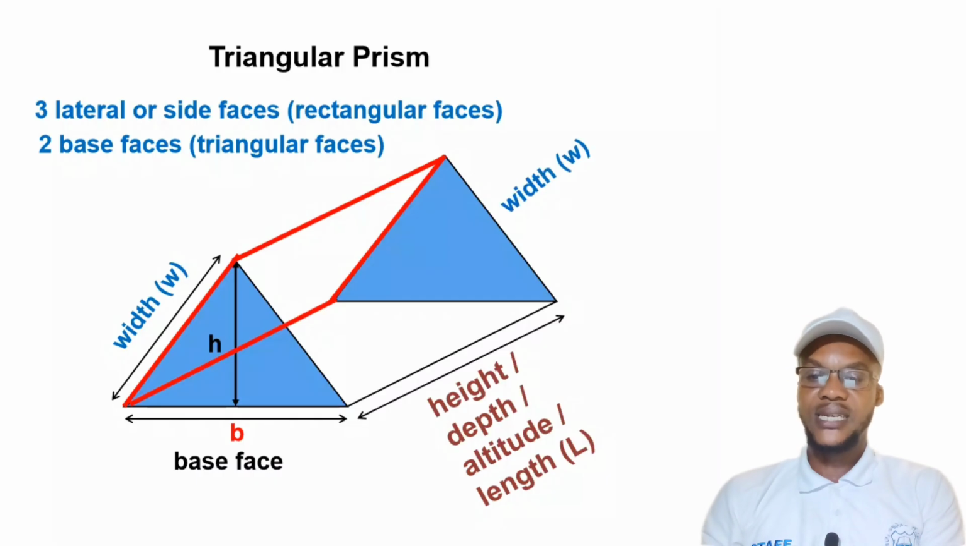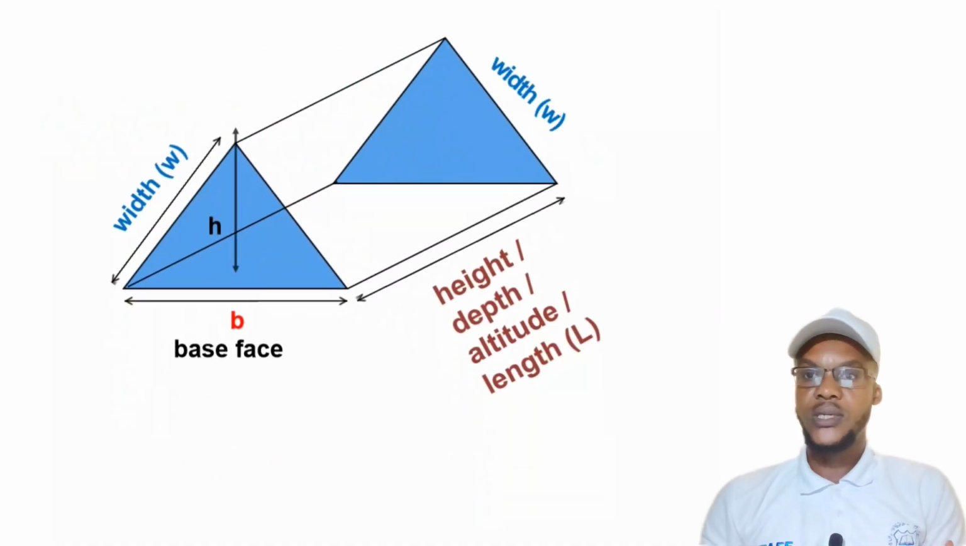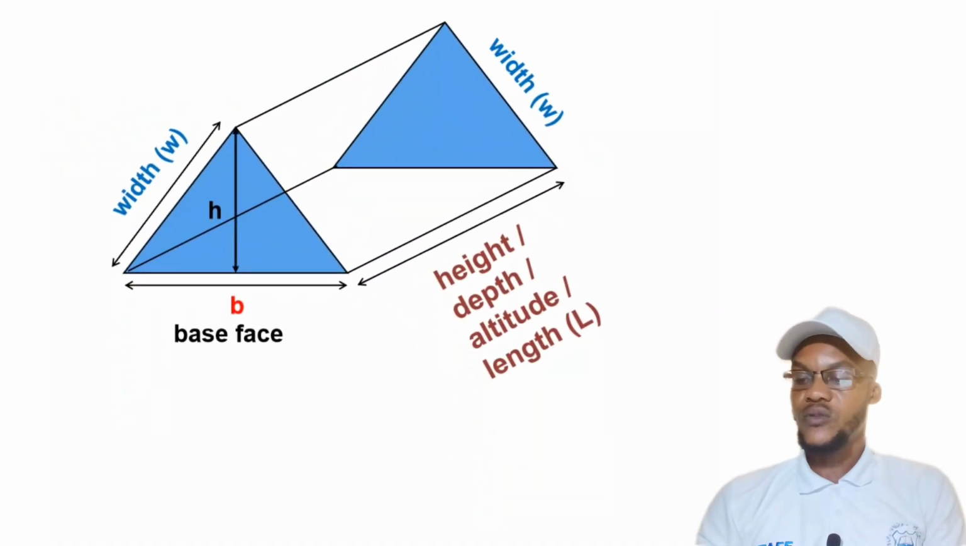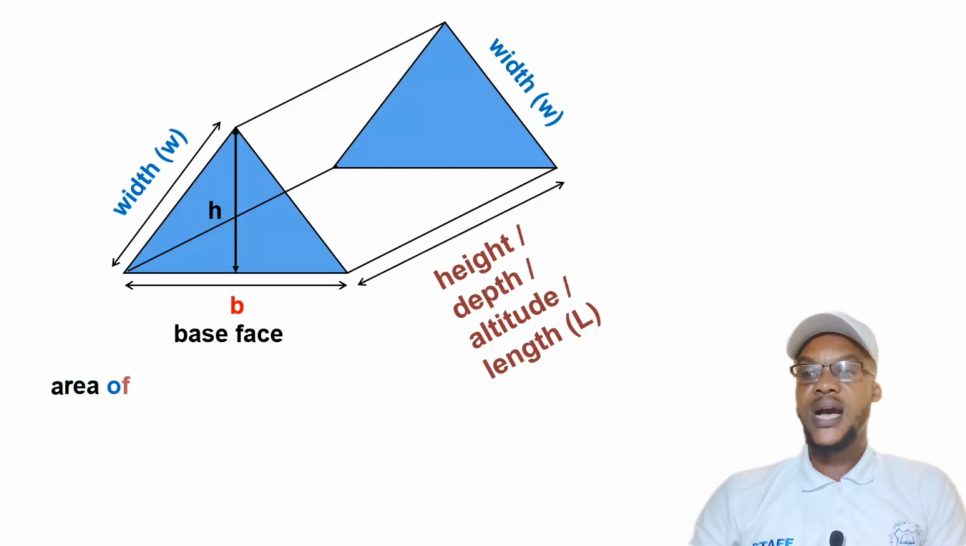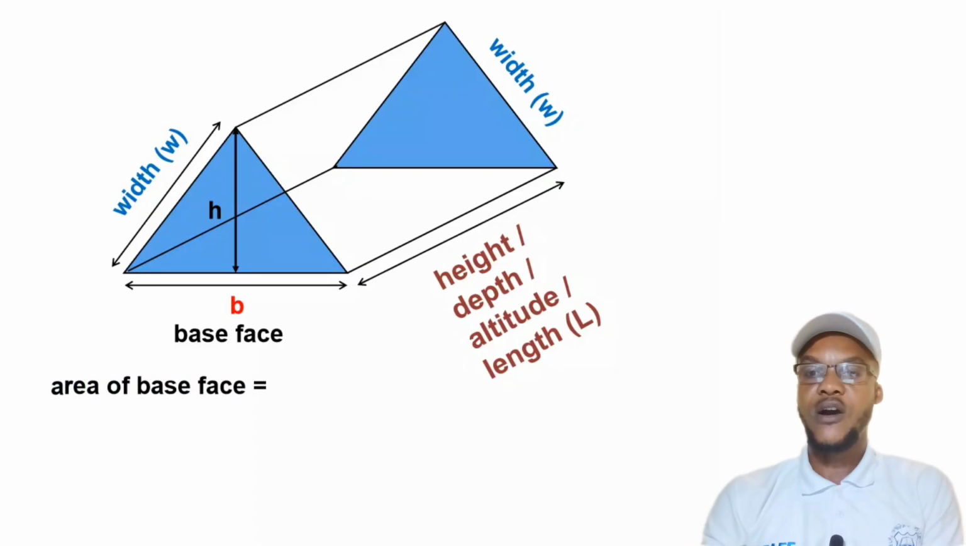All right, if that's the case, then let's see if we can deduce the formula for finding the total surface area and also find the volume. Before that, let's find the area of the base face. In a question, when you are asked to find the area of the base, you consider what the base is. It is a triangle. That means you are going to find the area of the triangle. That is the base.